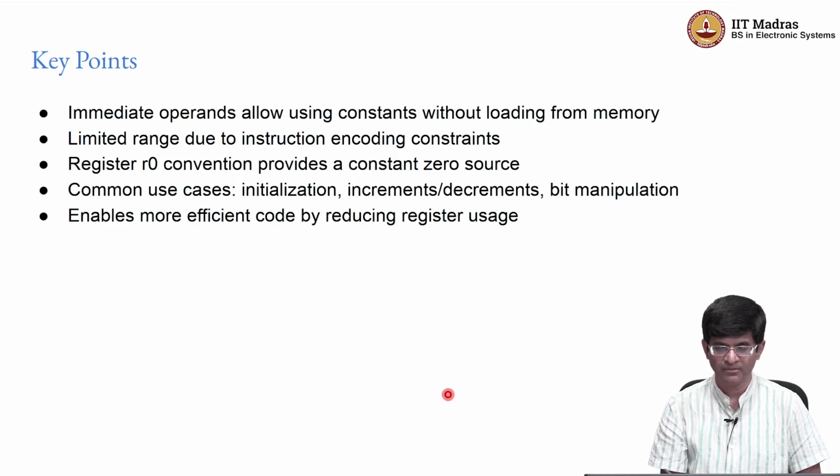Now, where do we use these kind of immediate operands? Multiple scenarios. Initialization is probably the most common one. Increments, decrements, bit manipulation, all of those come to mind as simple and obvious cases. Essentially, it enables you to have more efficient code by reducing the use of registers, right? Especially when you want to do something like 1 or 2 or some small immediate operands, you can directly have them as part of your instruction and not have to explicitly load them into a register and then try to do something with it.